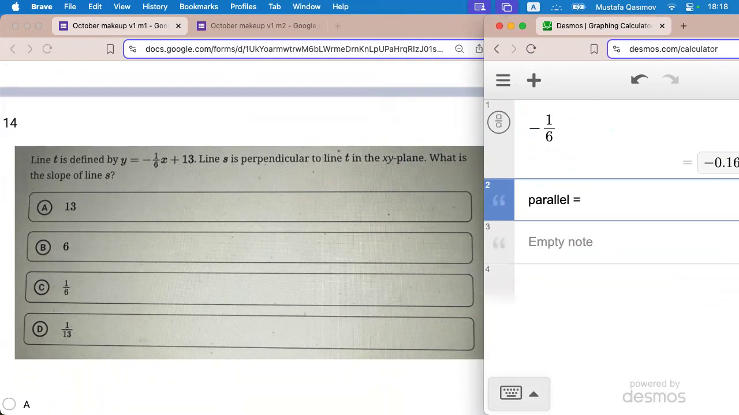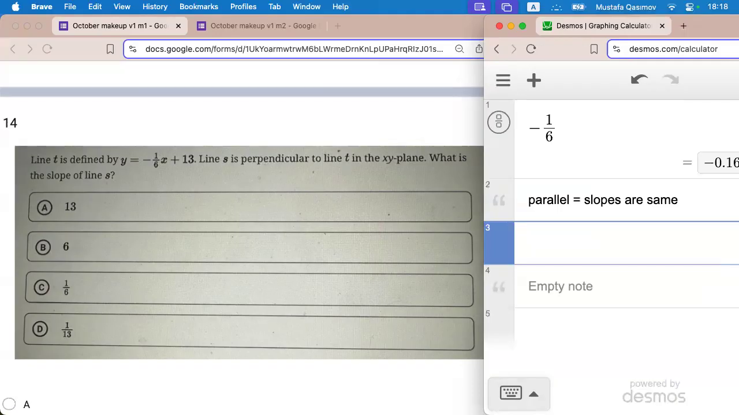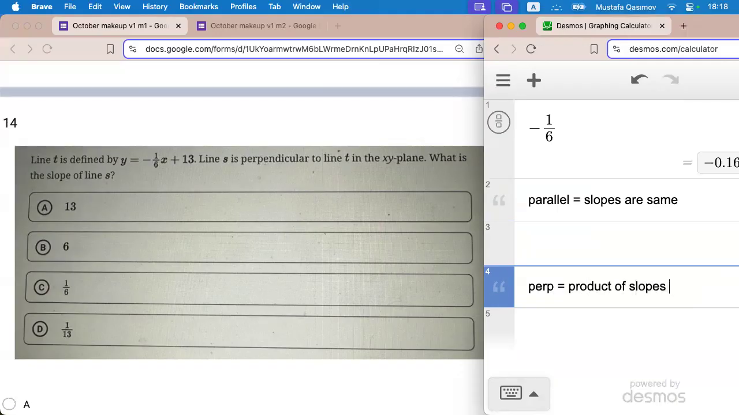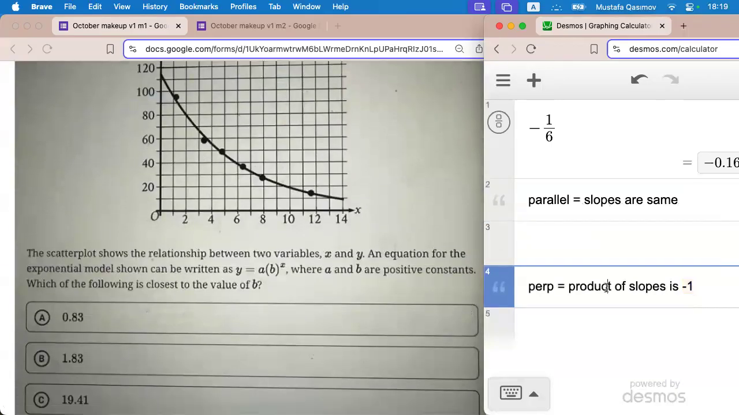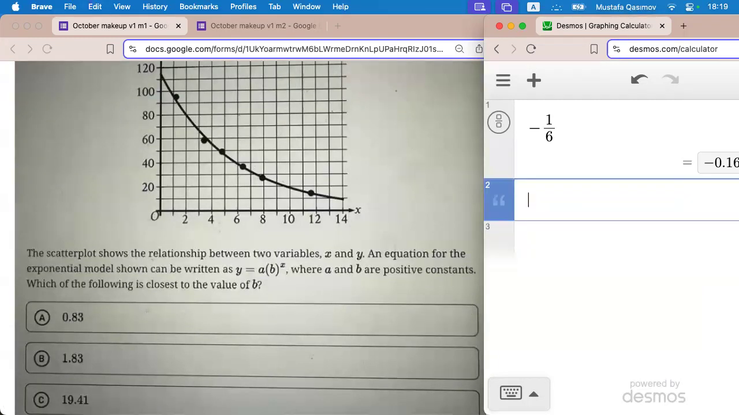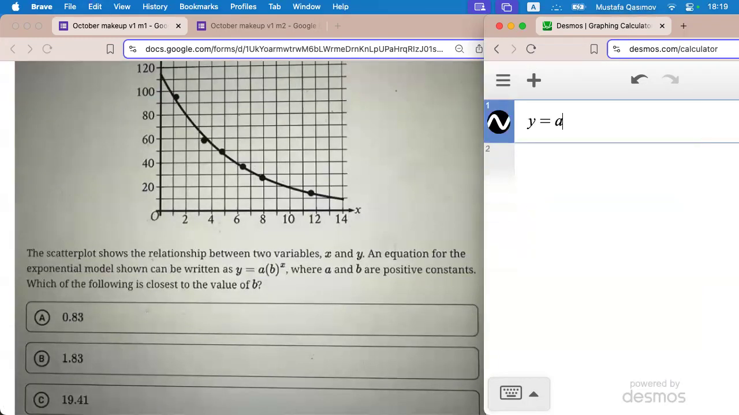Let's write the rules here. When it is parallel, slopes are the same. So if it's parallel, the answer will be just negative 1 over 6. When it's perpendicular, the product of slopes is negative 1. So for making their product equal to negative 1, it has to be 6. 6 multiplied by 1 over 6 will be negative 1. Answer is B.